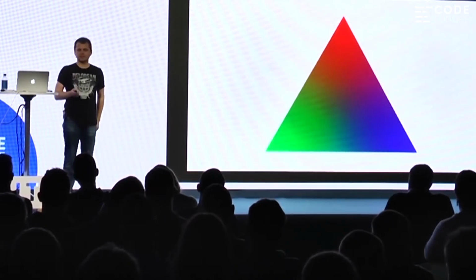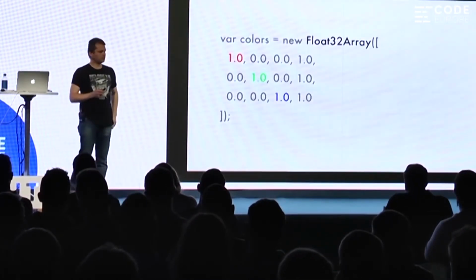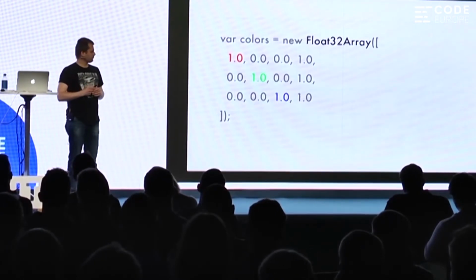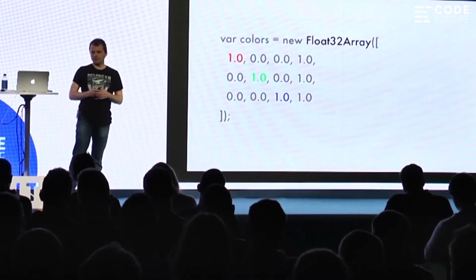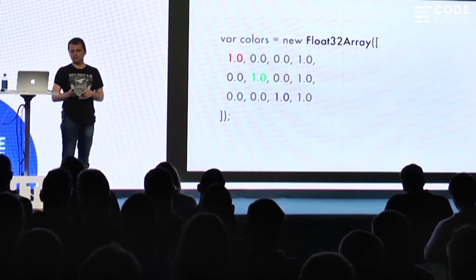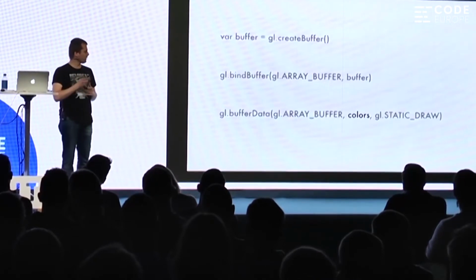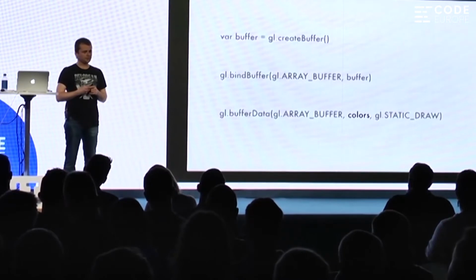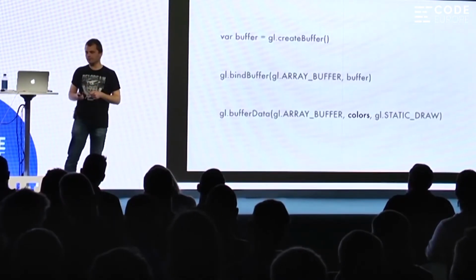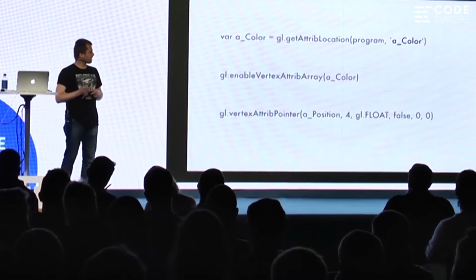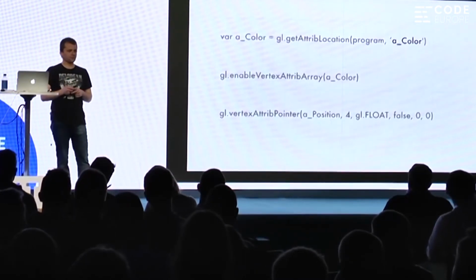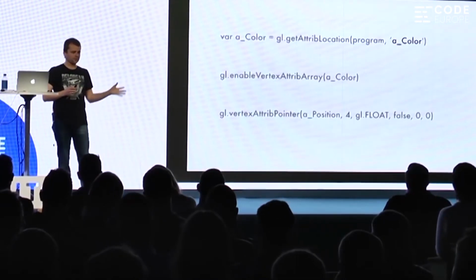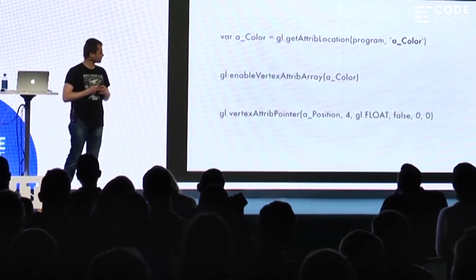How to pass data to this flow of the shaders. As before, we create a typed array. We call it colors. Then we create a new buffer, bind this buffer at the bottom in the third line. We're passing colors over there. Then we're getting the attribute location, the same as before, only passing the aColor, because we have to pass it to the vertex shader.